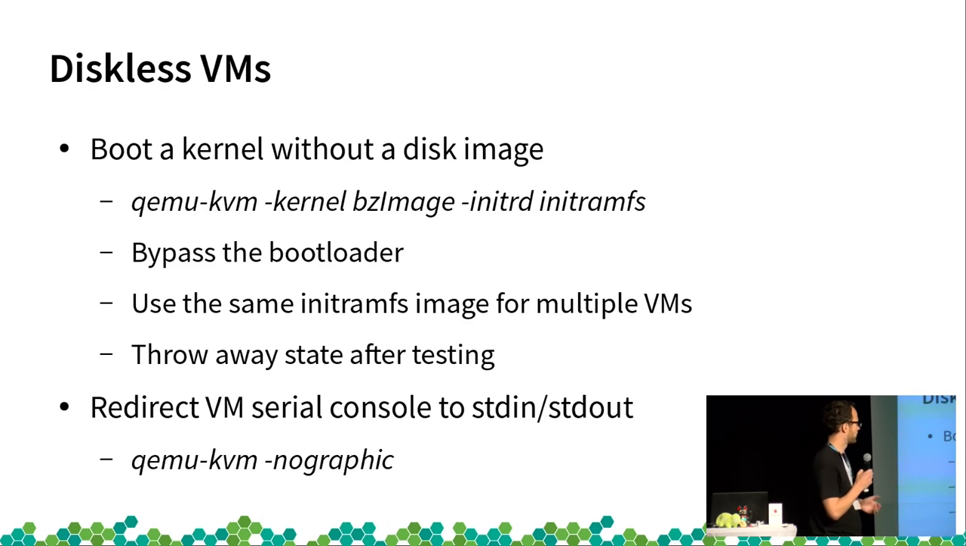There was still the challenge of generating this initramfs image, and then things like networking from there. If I'm testing alongside other network components, I want to be able to plumb them into the same virtual machine. Another handy utility with QEMU is that you can give it the nographic parameter, and it will redirect everything to the console. So where you're starting QEMU KVM, you'll see everything that's output by the virtual machine serial console.